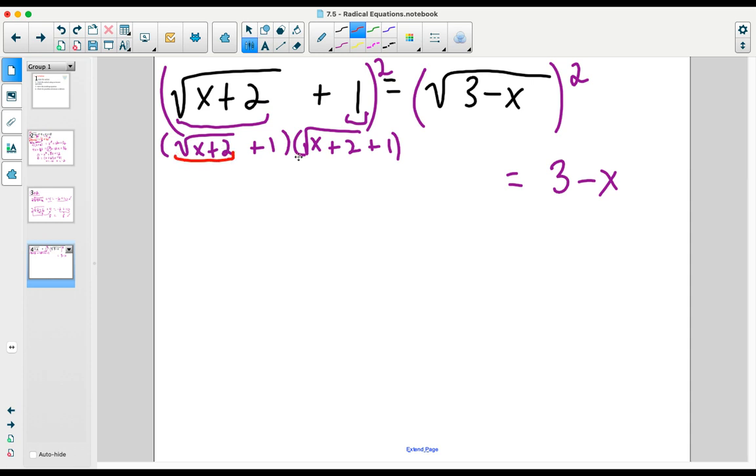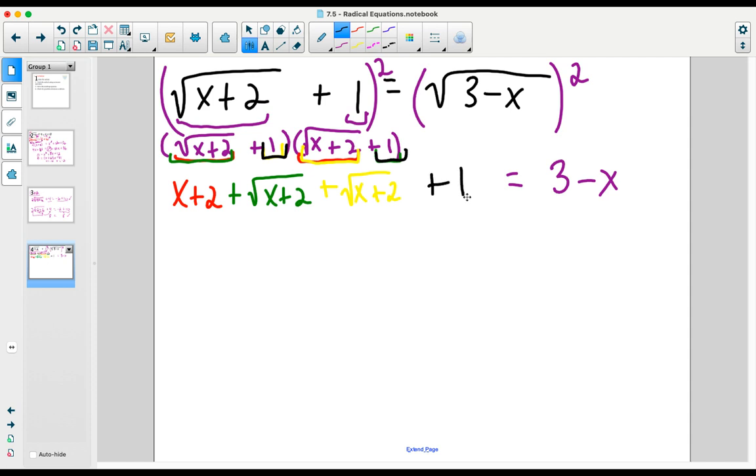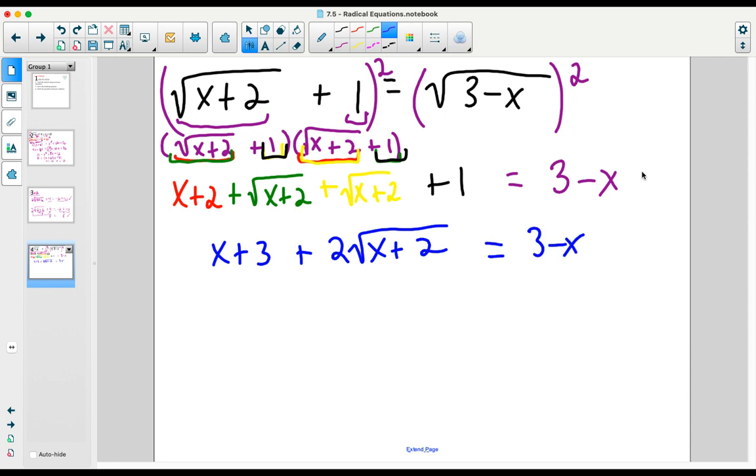So we get root x plus 2 times root x plus 2 is just x plus 2. And then we have root x plus 2 times 1, which is root x plus 2. And then we have 1 times root x plus 2, which is the same thing again, another root x plus 2. And then we have our final multiplication, which is 1 times 1, just giving us 1. Cleaning up that left-hand side as much as we can, we have an x plus 3 from the 2 and the 1, and 2 root x plus 2's. And you can see how, because this radical started off by itself, the squaring process eliminated that radical.